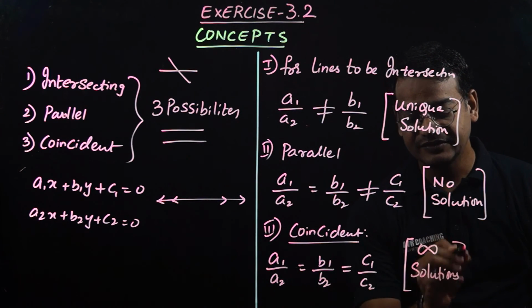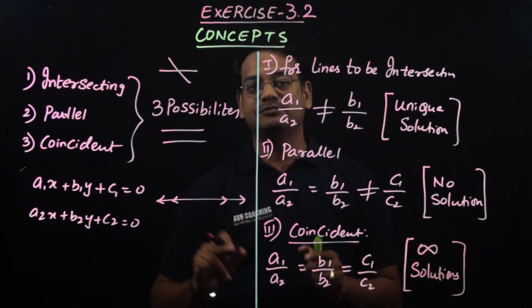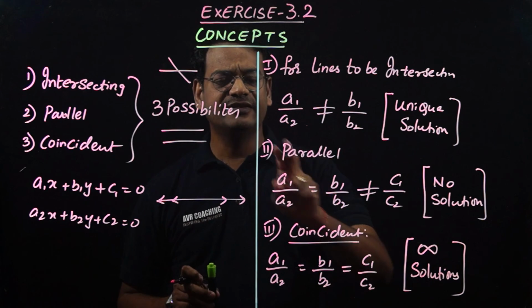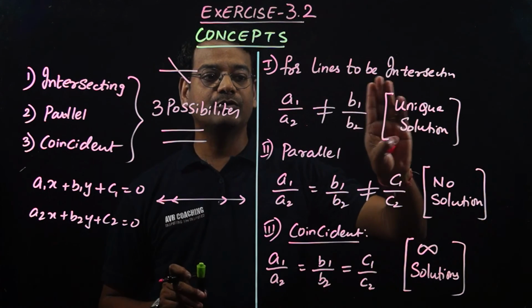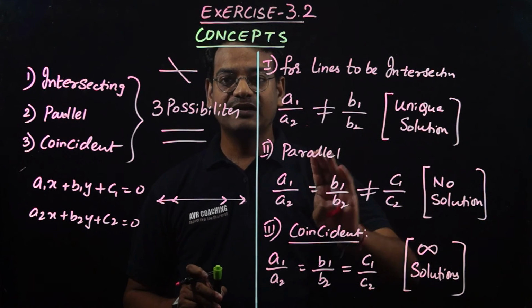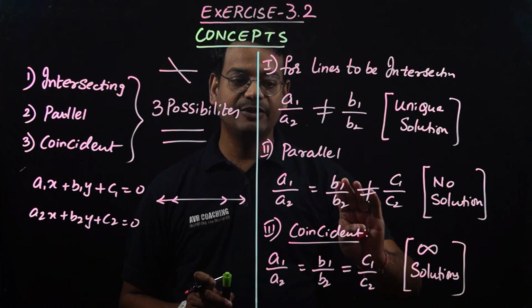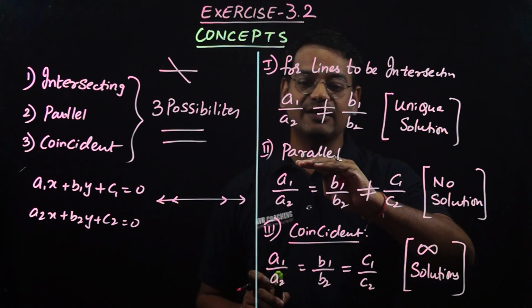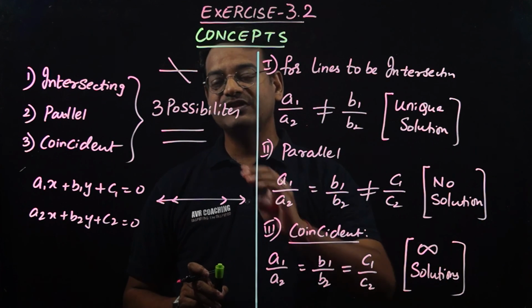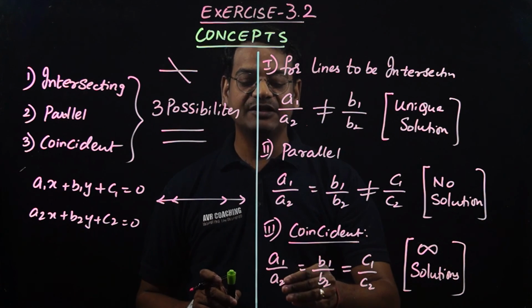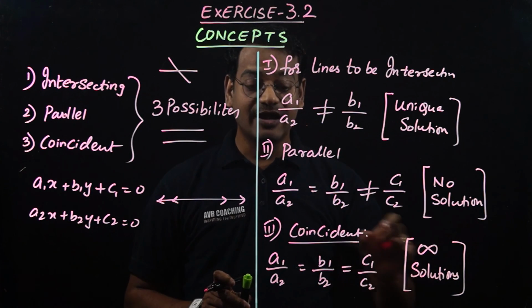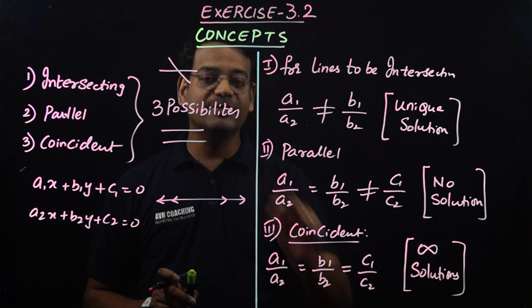Now these conditions are very important to solve your problems in the exercise and also for your MCQs. Very easy: a1 by a2 not equal to b1 by b2, then the lines are intersecting and we have a unique solution. Parallel lines: a1 by a2 is equal to b1 by b2 is not equal to c1 by c2, then the lines are parallel with no solution. Coincident lines are the lines which are coinciding with each other and the condition is a1 by a2 is equal to b1 by b2 is equal to c1 by c2, and this will have infinitely many solutions.